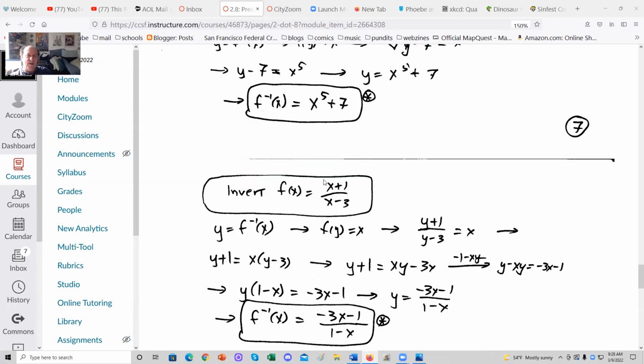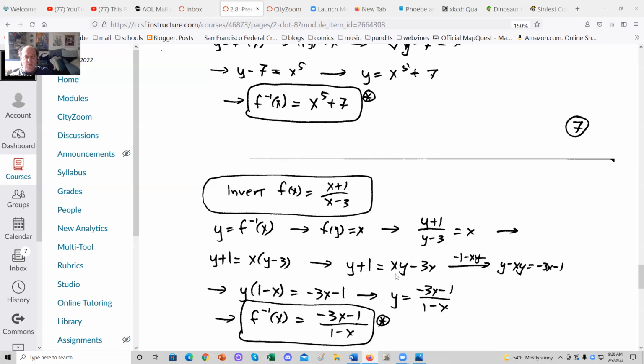Okay, here we have another linear fractional function to invert. f of x equals (x plus 1) over (x minus 3). Let's invert it. So y equals f inverse of x means f of y equals x, means (y plus 1) over (y minus 3) equals x from this formula. Now we get to do as before. First, we transpose y minus 3. y plus 1 equals x times (y minus 3). Then we distribute x. y plus 1 equals xy minus 3x.